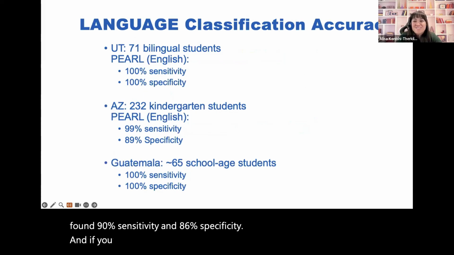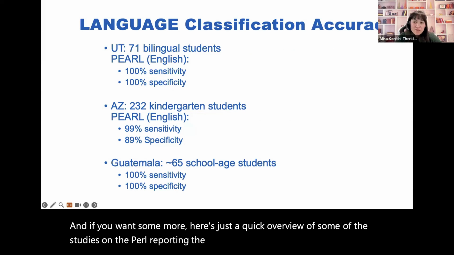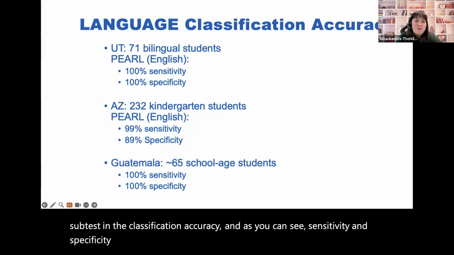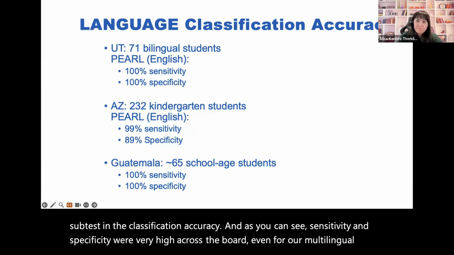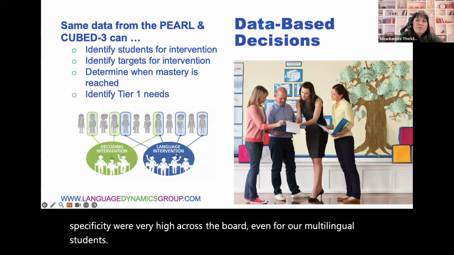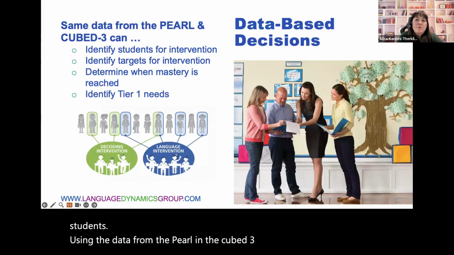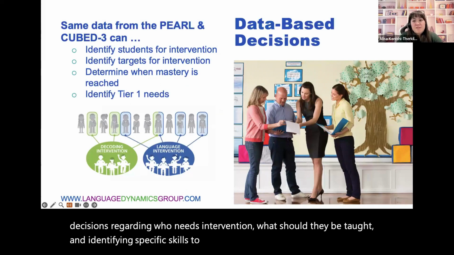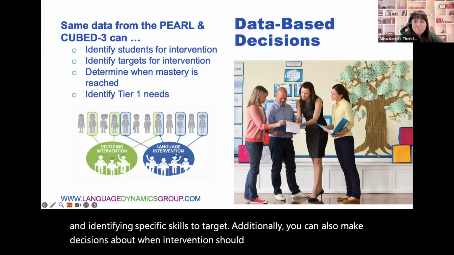And if you want some more, here's just a quick overview of some of the studies on the Pearl reporting the dynamic assessment of language subtests and the classification accuracy. And as you can see, sensitivity and specificity were very high across the board, even for our multilingual students. Using the data from the Pearl and the Cubed 3, your team can now make decisions regarding who needs intervention, what should they be taught, and identifying specific skills to target. Additionally, you can also make decisions about when intervention should be adjusted.